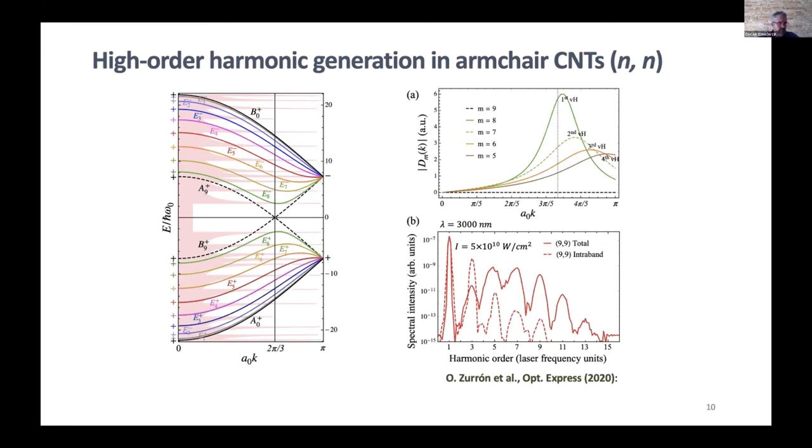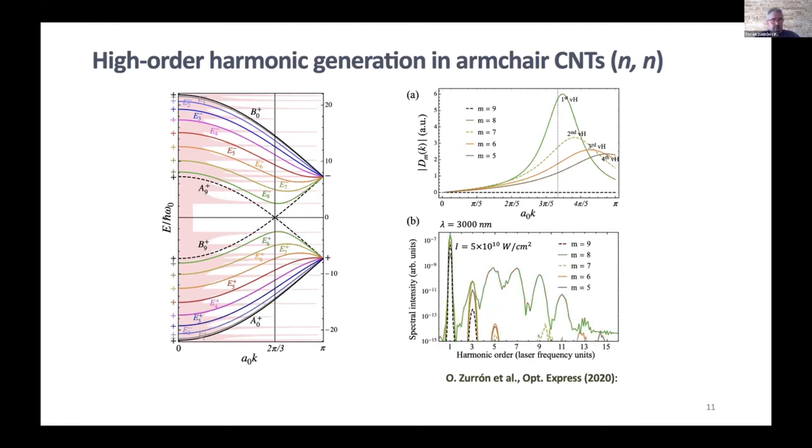Panel B shows the harmonic yield from the (9,9) tube. The dotted lines indicate the intraband spectral component. Note that the main contribution for the higher harmonics is the interband component. If we analyze the contribution of the different bands to the emission spectra for the same tube, we obtain this panel over here.